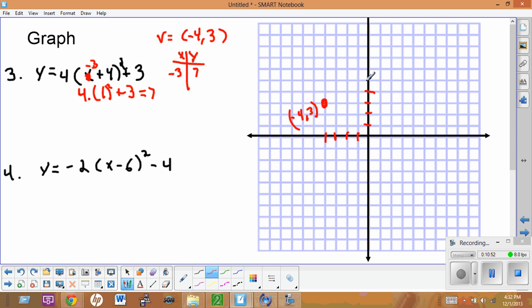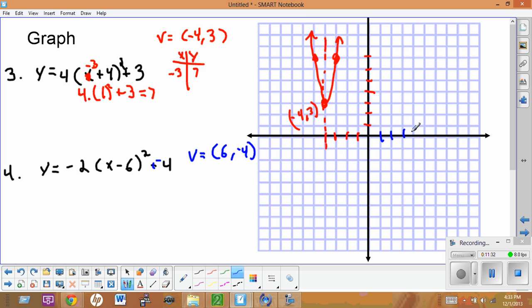So there's 1, 2, 3, 4, 5, 6, 7. Negative 3's here. We know we have an axis of symmetry right through the vertex. It's one away, so one away at the same height, and there is our graph. Okay, let's try the next one. Again, we need the vertex at the opposite of whatever this is. So let's look at where the h is. We want the opposite. It says negative 6. We want positive 6. It needs to be a plus, so plus negative 4. So we have a vertex at positive 6, negative 4.